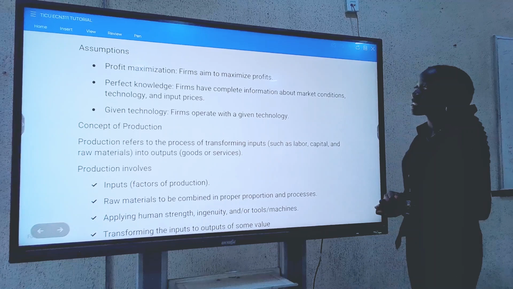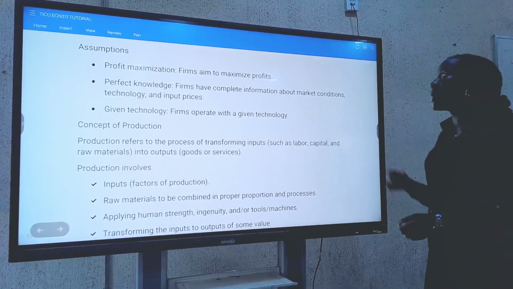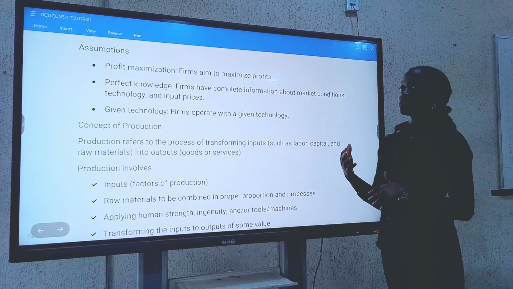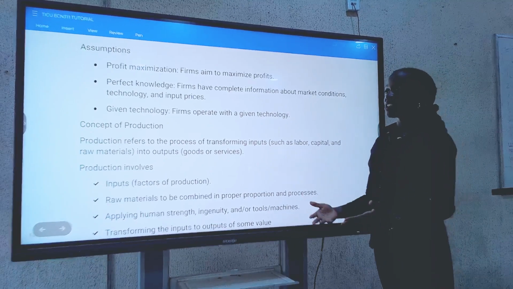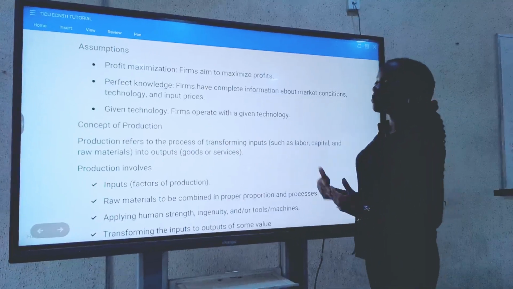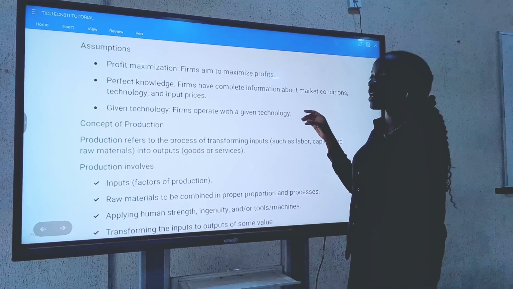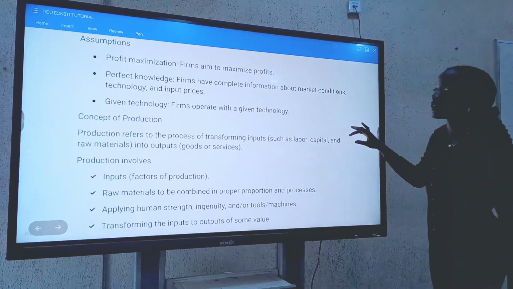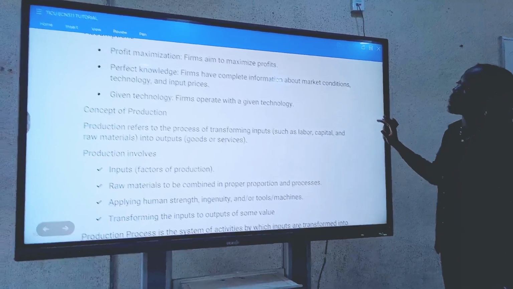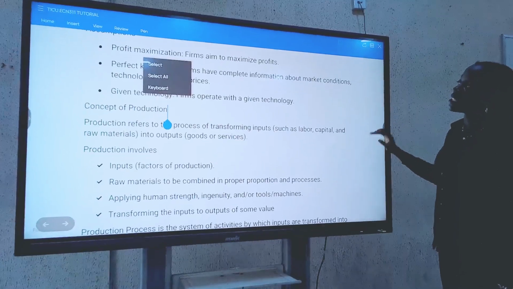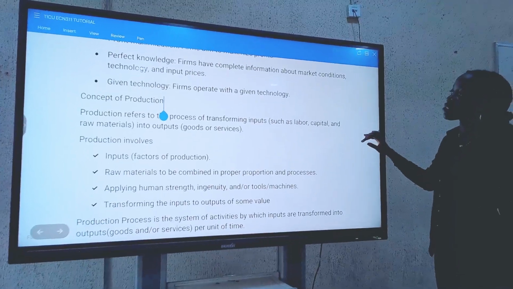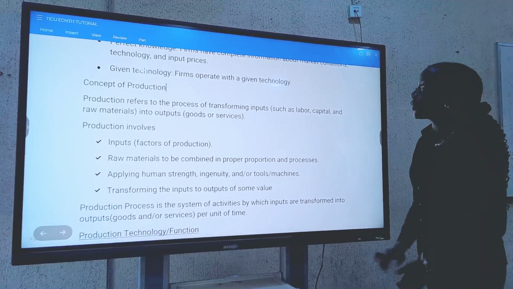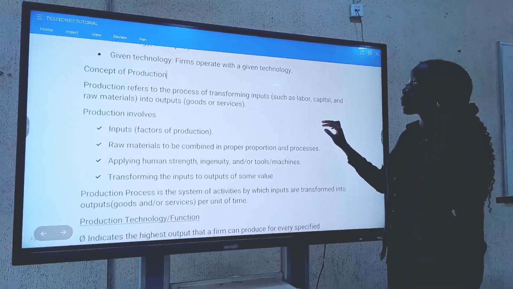Assumptions, profit maximization. Firms aim to maximize profits. Obviously, no business wants to engage in a business just to make loss. Even non-government organizations still make little profits. Then perfect knowledge. Firms have complete information about market conditions, technology, and input prices. Then firms operate within a given technology.